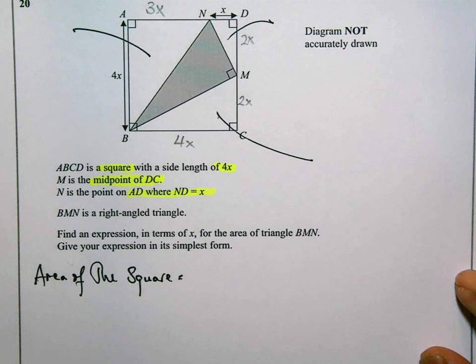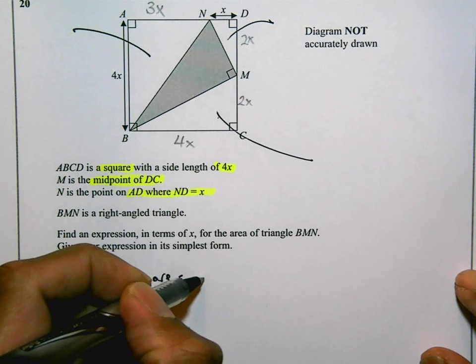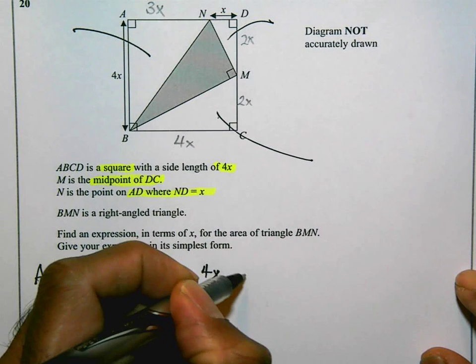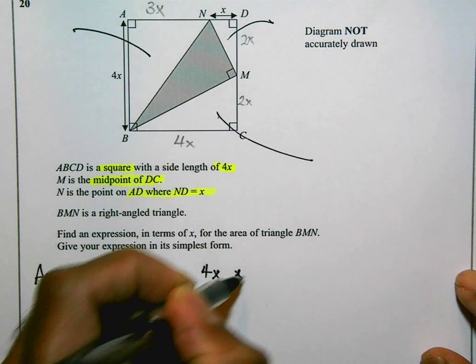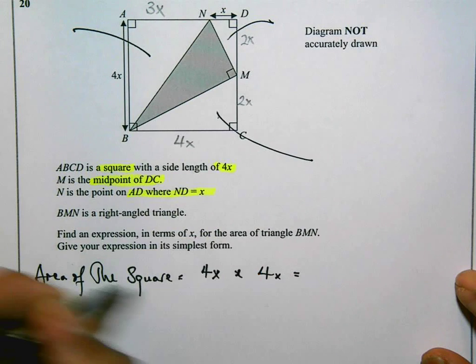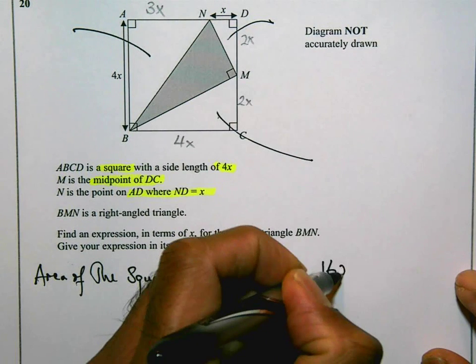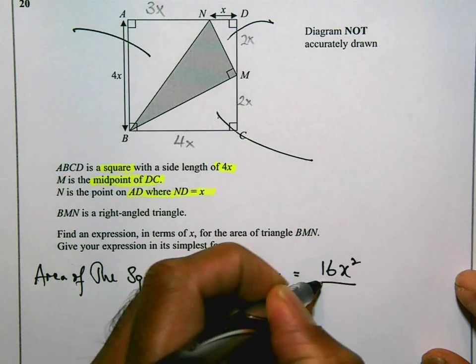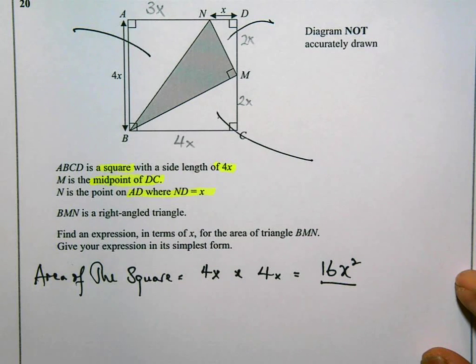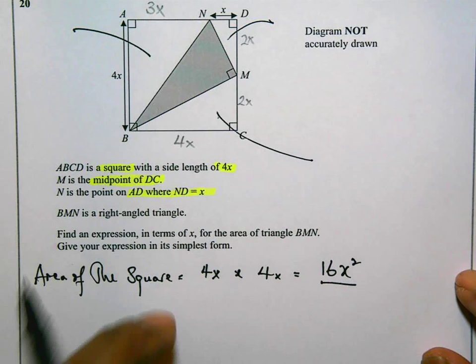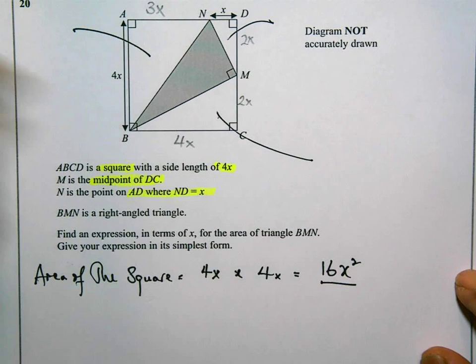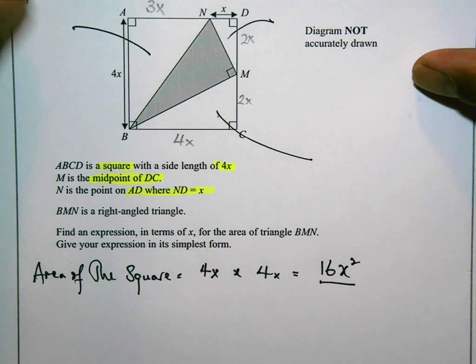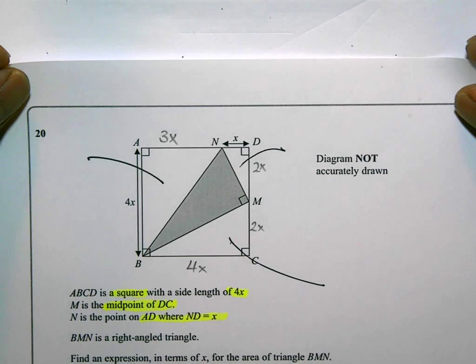The area of the square is going to be 4x times 4x. And 4 times 4 is 16. x times x is x squared. So that's the area of the whole square. I hope I didn't say triangle earlier, but yeah, that's the area of the whole square. Now, let's work out the areas of each of those triangles. I'm going to do it up here on the diagram.